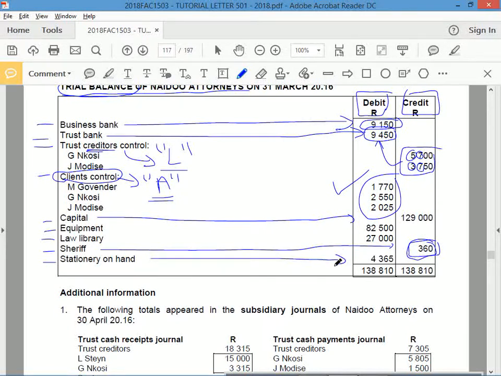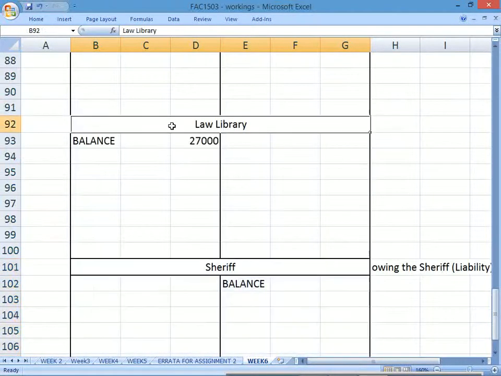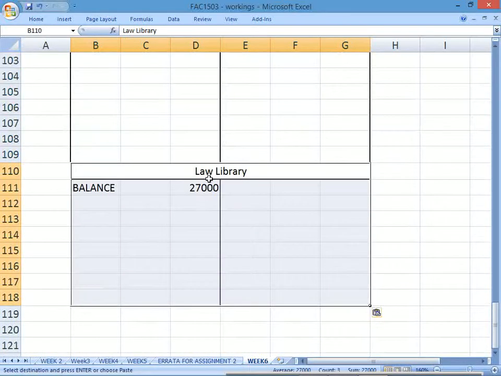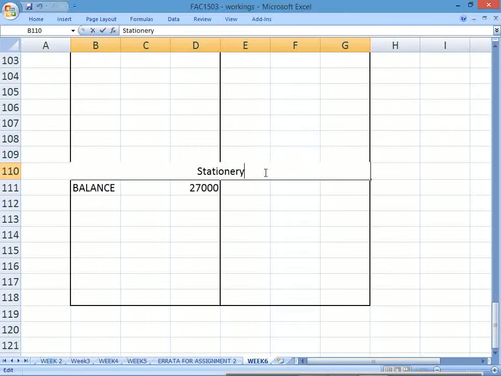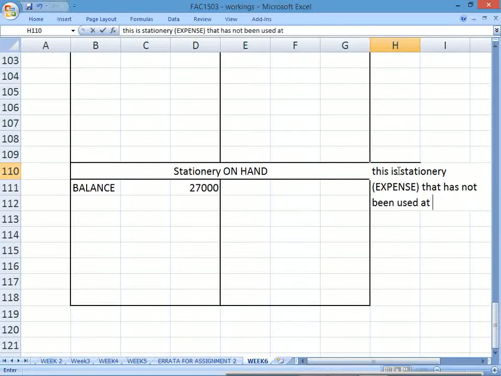Stationery on hand. Okay, I don't think you actually did adjustments. So they've given you this where it actually doesn't come up in your module, which is unfair. It used to be in the module, and they used to talk about adjustments. This is an adjustment for stationery that you haven't used. So maybe just to add to your knowledge, stationery on hand. Because of the "on hand", this is stationery, which is an expense that has not been used at year end.